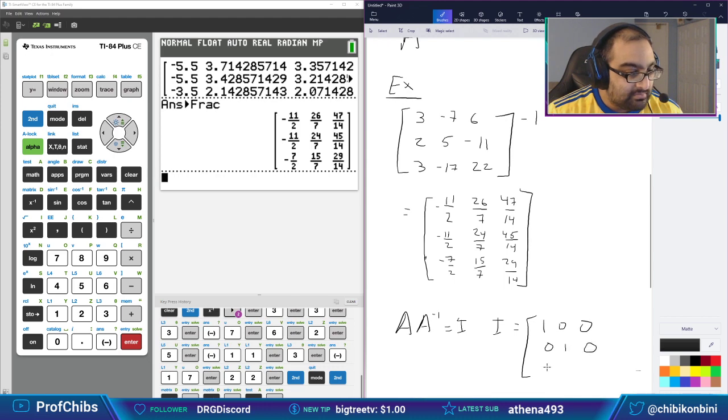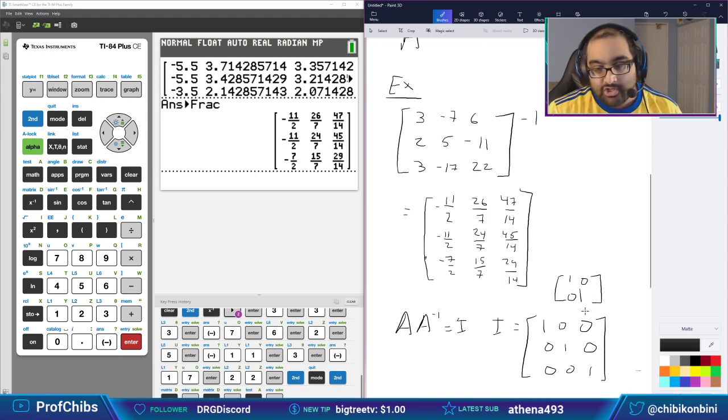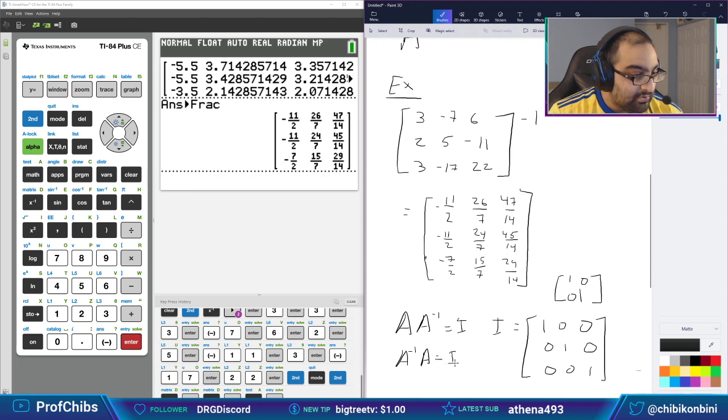It looks like this in a 3 by 3 case. For a 2 by 2 case, it would look like just ones down the diagonal, and then everything else is 0. You get the general gist. So if you go the other direction, you also get the identity matrix. Multiplying these two matrices together will net you the identity matrix, no matter which way you multiply them.